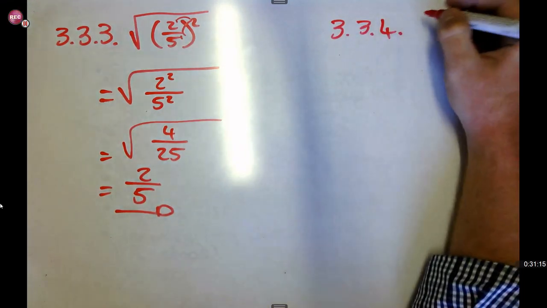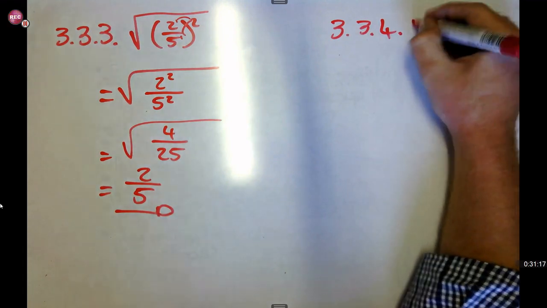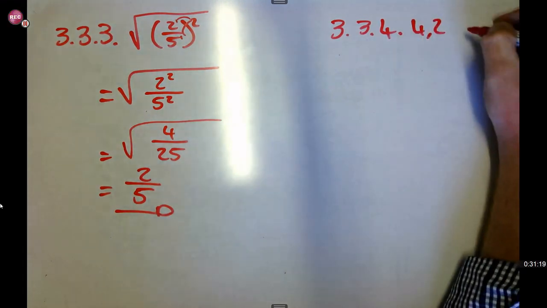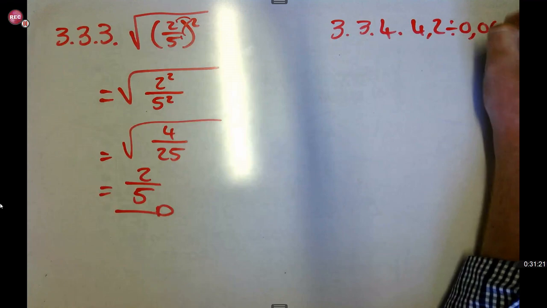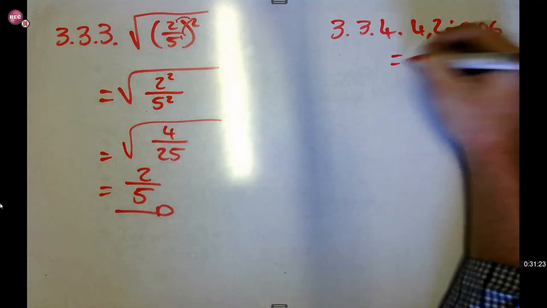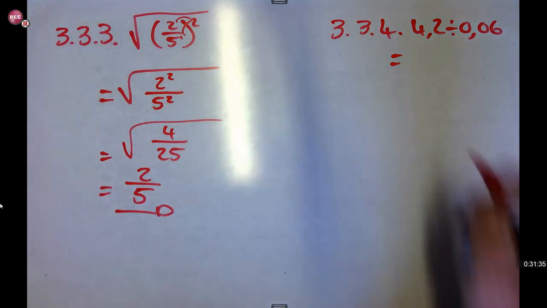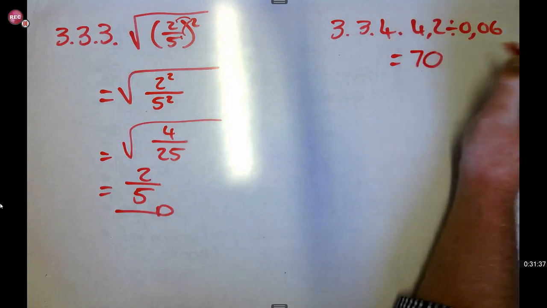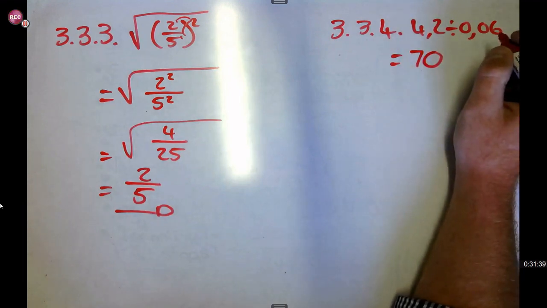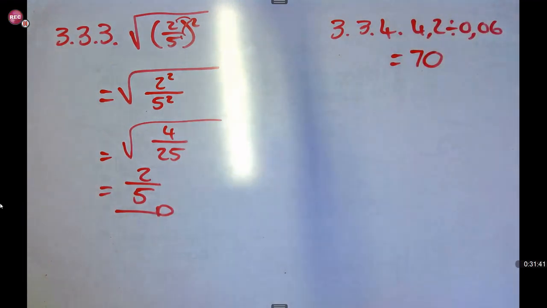3.3.4. A question like this, you guys will use your calculators. We know that because we do allow you to use your calculators. So we will give 2 marks for the answer. What you guys will basically do is say 4,2 divided by 0,06, and that would give you 70.